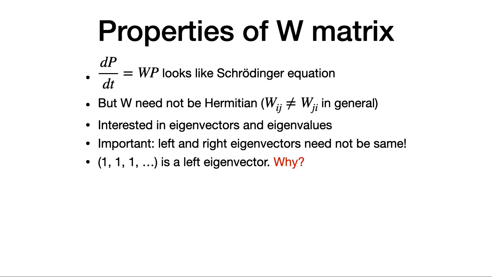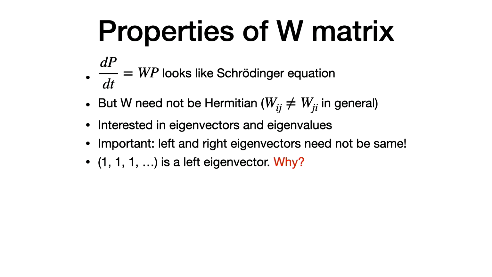Okay. Now, what are the other properties of W matrix? A few of them. This equation dp by dt is Wp looks like d psi by dt is H psi. It looks a bit like the Schrodinger equation. Only thing is, this W matrix need not be Hermitian. In general, Wij and Wji are not the same, so it need not be Hermitian.